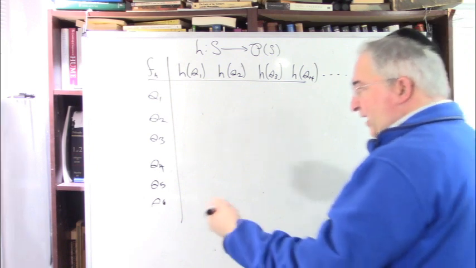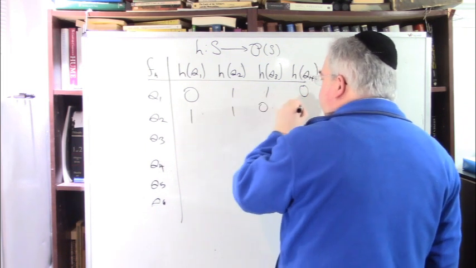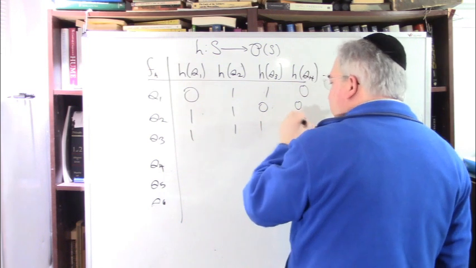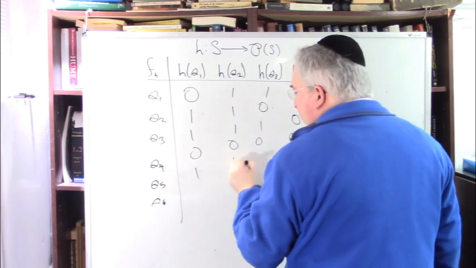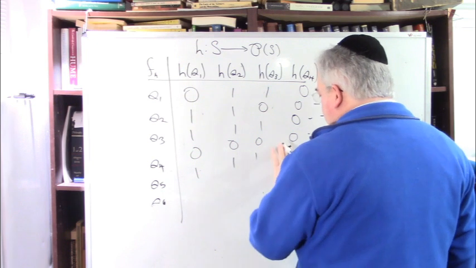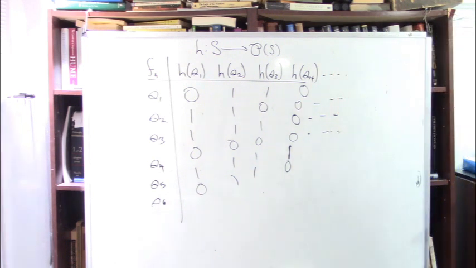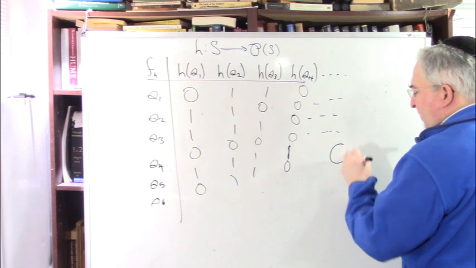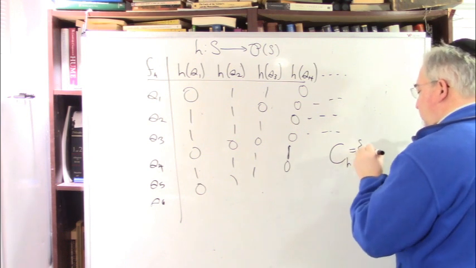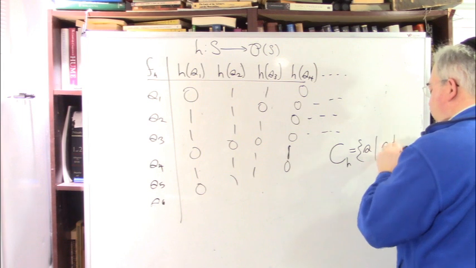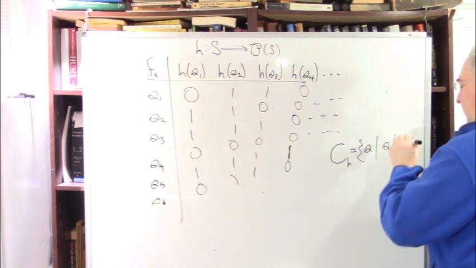Now the output, as every time we saw it before, is 0s and 1s: 0, 1, 1, 0, 1, 1, 0, 0, 1, 1, 1, 0, and so on. Lots of different zeros and ones. Great. Now, what is C sub H? This is the set of all the little s's such that s is not a member of H of s.